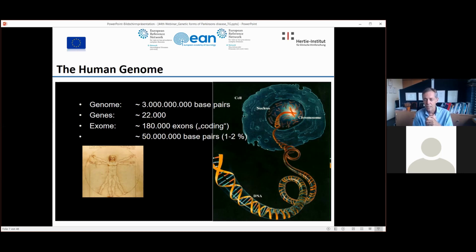So that is the coding sequence of the human genome, and that is only about 1 to 2% of all the 3 billion base pairs. So only about 50 million base pairs are actually coding for proteins. So all the 98% of the remaining genome is not coding for proteins, but it has a very important function, namely in the regulation of the expression of the coding genes.